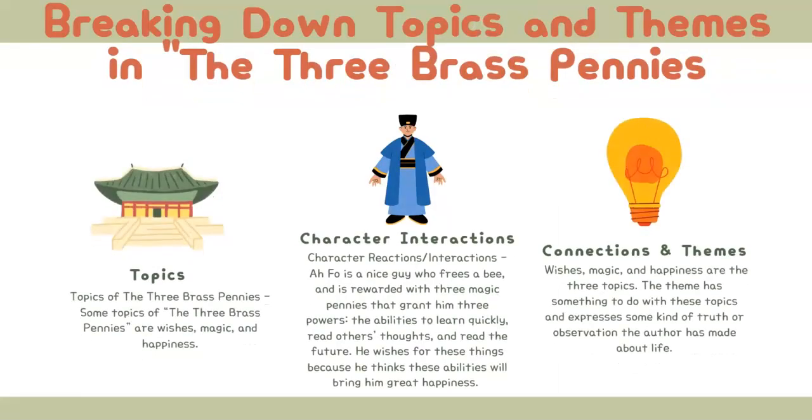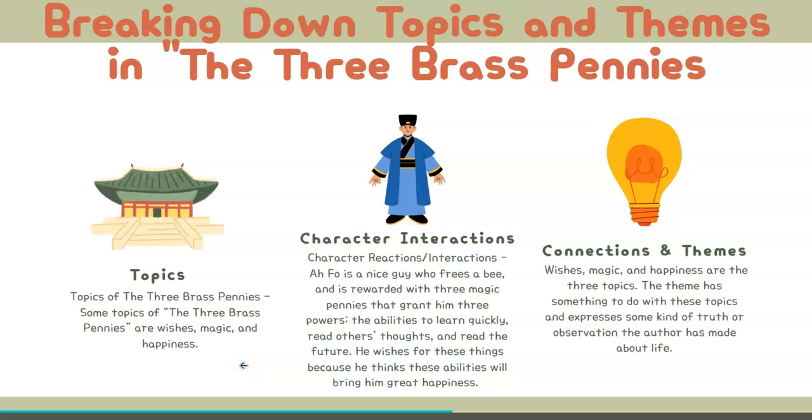So let's break down some topics and themes in The Three Brass Pennies. Here are some topics on the left-hand side of my screen. Topics of The Three Brass Pennies are wishes, magic, and happiness. Some character interactions are character reactions. Afo is a nice guy. He frees a bee and is rewarded with three magic pennies that grant him three powers: the ability to learn quickly, read others' thoughts, and read the future. He wishes for these things because he thinks these abilities will bring him great happiness.